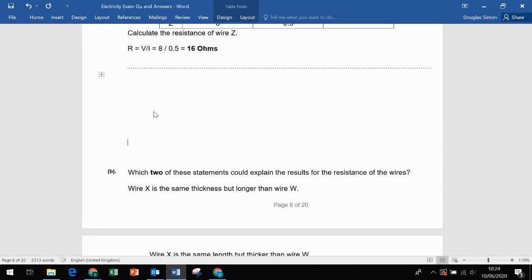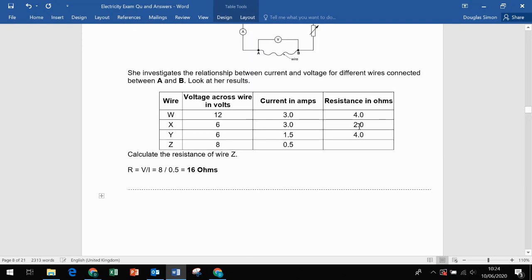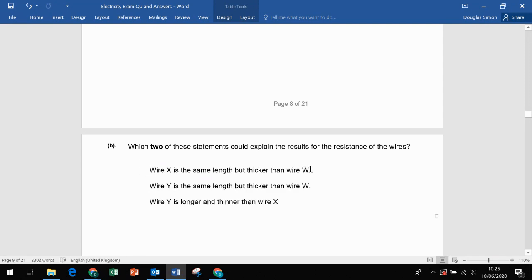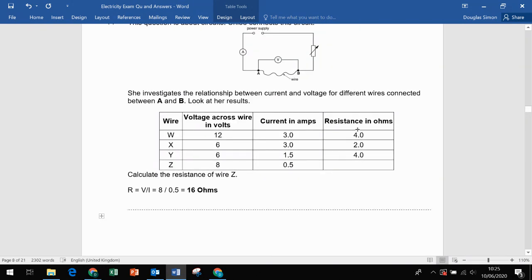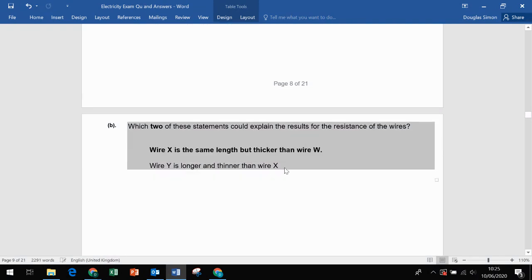So there's actually 4 statements. So which 2 of these are true? So is Y X the same thickness but longer than Y? So that would mean that X has a higher resistance than Y. That's obviously not true. So we can delete that one. Y X is the same length but thicker than Y. That would mean that Y X has less resistance. So that could be true. Y Y is the same length but thicker than W. Well, that can't be true because they would have different resistance, which means that this is the only one that can be left. Okay, so these are the 2 that are true.